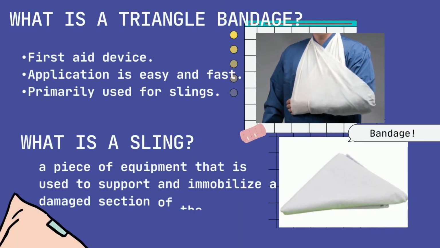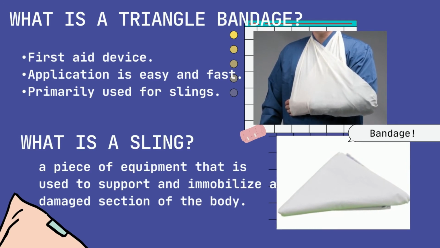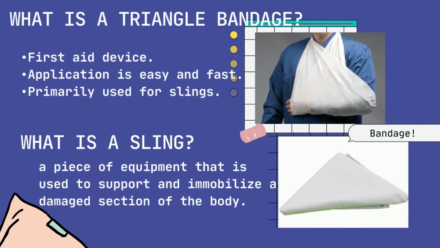What is a triangle bandage? It is a first aid device. The application is easy and fast and it is primarily used for slings. A sling is a device used to support and keep still, or immobilize, an injured part of the body. Slings can be used for many different injuries. They are most often used when you have a broken, fractured or dislocated arm or shoulder.